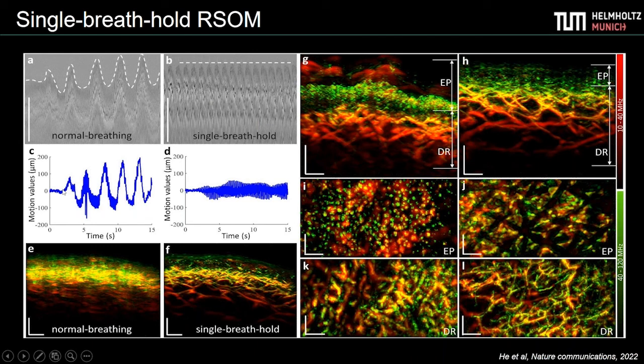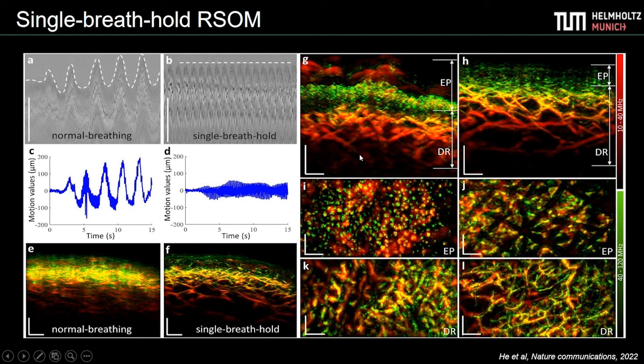Here's the computation of the motion profile. Normal breathing generates motion in the range of more than 300 micron, while when you hold the breath, we see the motion has been significantly reduced to below 100 micron. In the normal breathing case, even if we apply a motion correction code, we cannot recover the image quality of this scan. But when they hold their breath in a single breath hold, by applying the motion correction code, we can get high quality images of the skin.